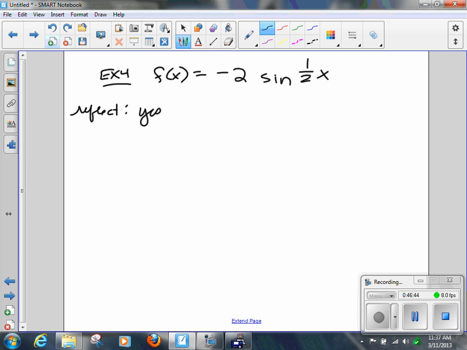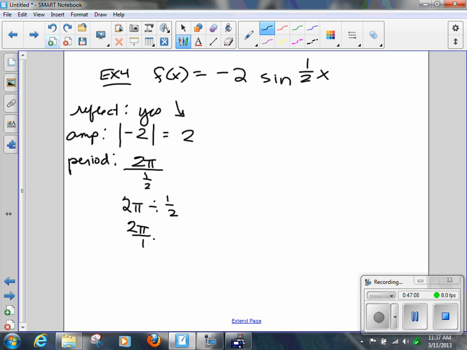Which way does it go? Up or down? Down. Amplitude: -2, which is 2. Period: 2 pi over 1/2. Ooh, yuck. Old school: 2 pi divided by 1/2 is 2 pi over 1 times 2 over 1, because y'all know I don't trust nothing but my old school. Which is, you were right, 4 pi.